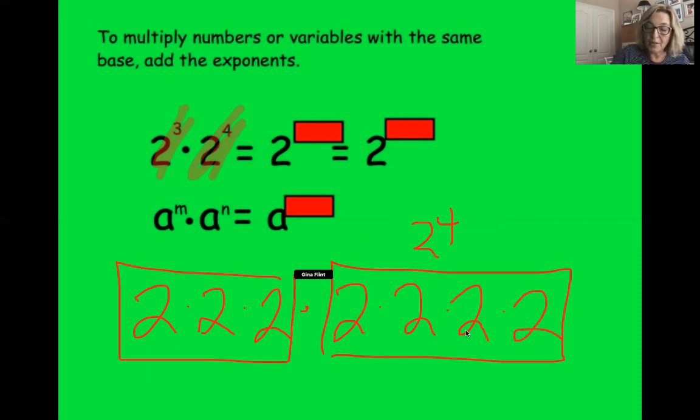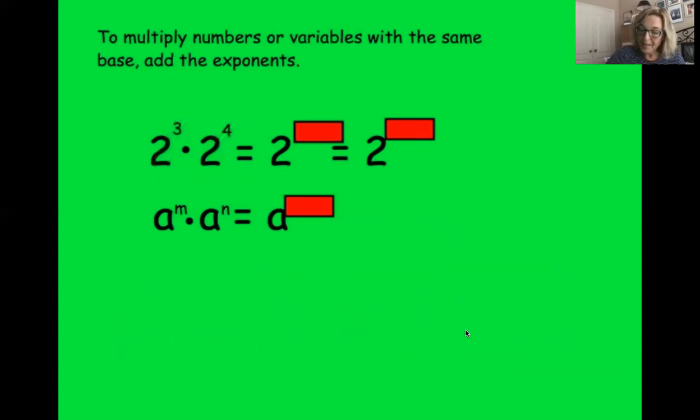So these first 3 2's represent 2 to the 3rd power. The next 4 2's represent 2 to the 4th power. And so all together, you can see that we did 2 to the 3rd power and then 2 to the 4th power gives us a total of 2 to the 7th power, because there are 7 2's that are being repeated as factors.